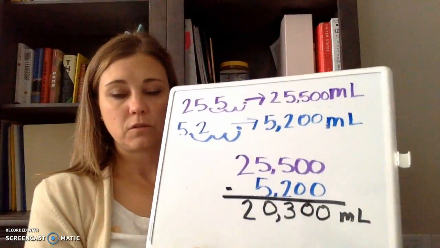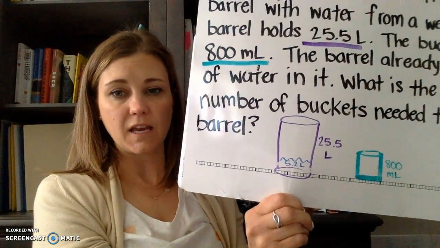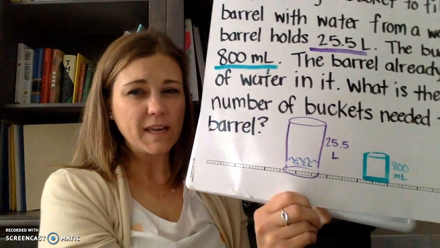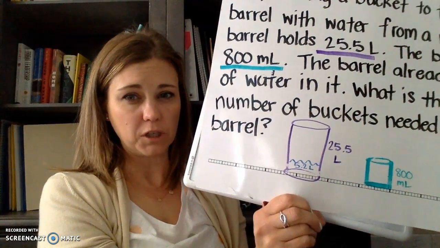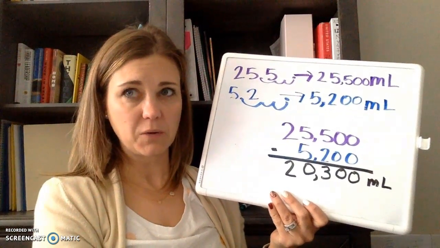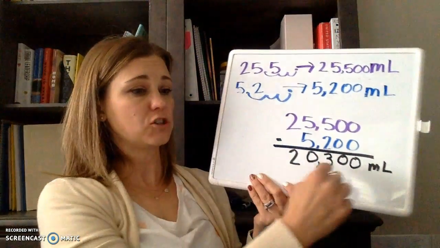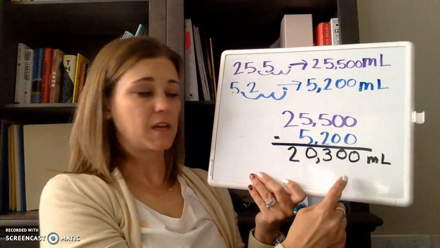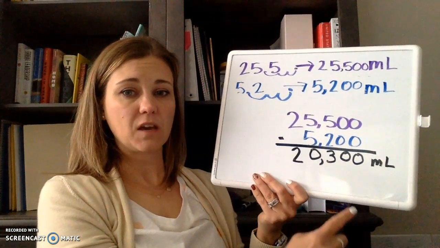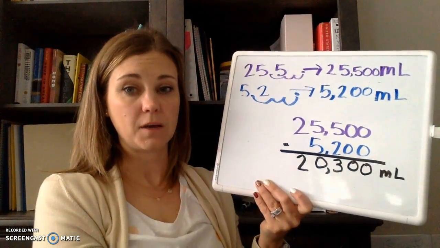How do I figure out how many buckets I need? Well, this is my total, and I need to find out how many of those buckets it's going to take to fill it up. So I know I can't add them together. That won't work. I know I don't need to subtract 800 milliliters from that because I would have a whole lot more. And I could do that repeated subtraction. I could do 20,300 take away 800. And then I could keep taking away and taking away. But we know from being in class, and we tried it once, it takes a long time.